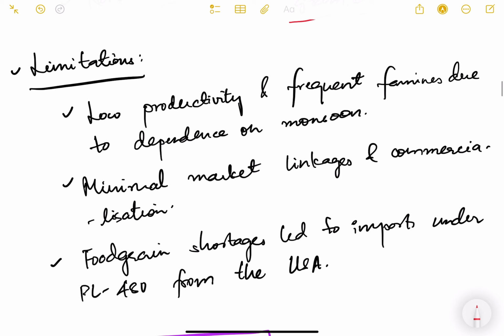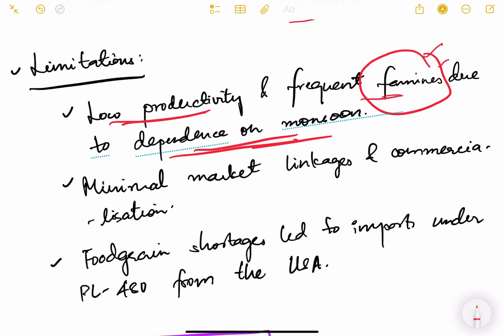Now, what were the limitations of this period? Low productivity, as I told you, it was traditional agriculture. Frequent famines due to dependence on monsoon. So if the rainfall fails, the crop would fail and people would not have anything to eat also. So famines used to be widespread.